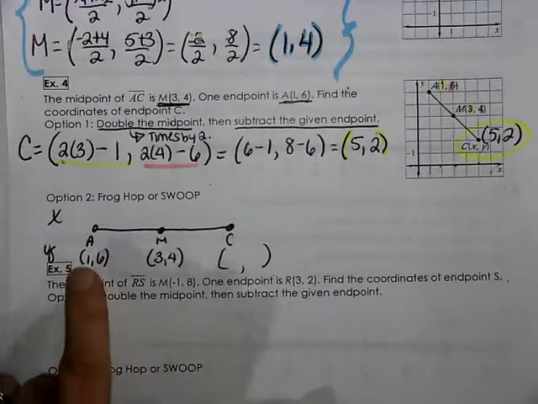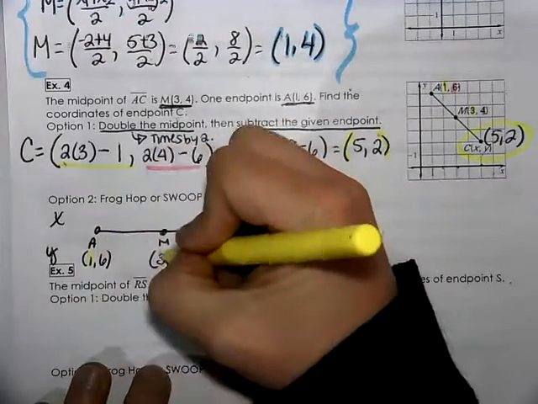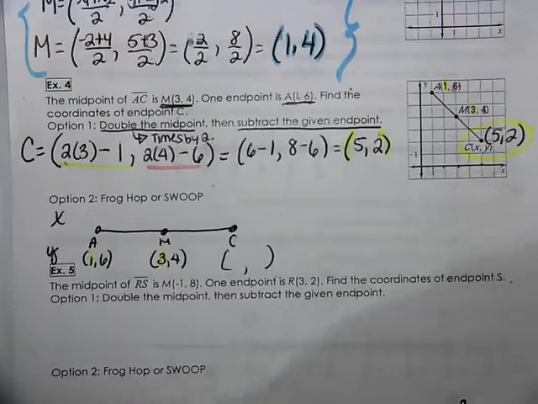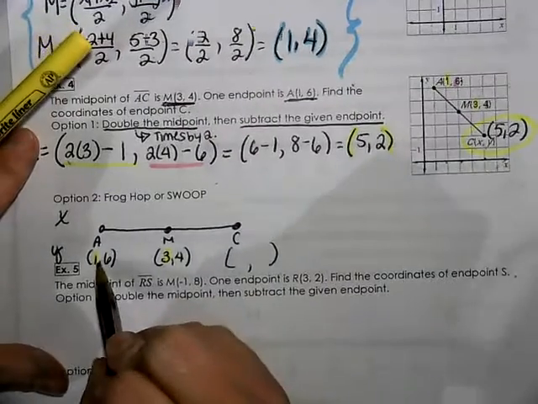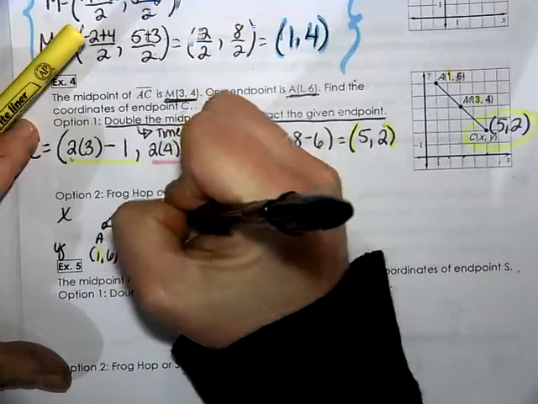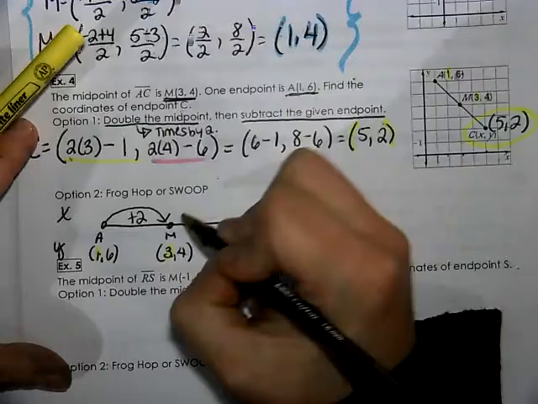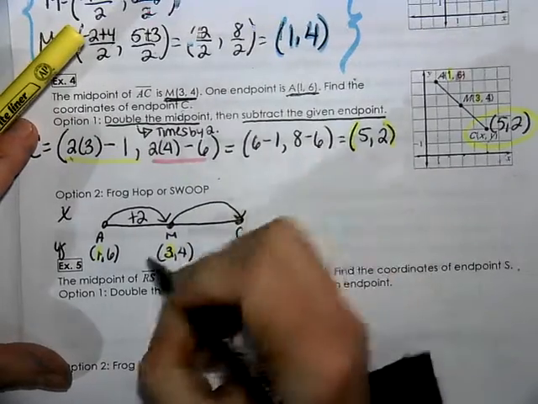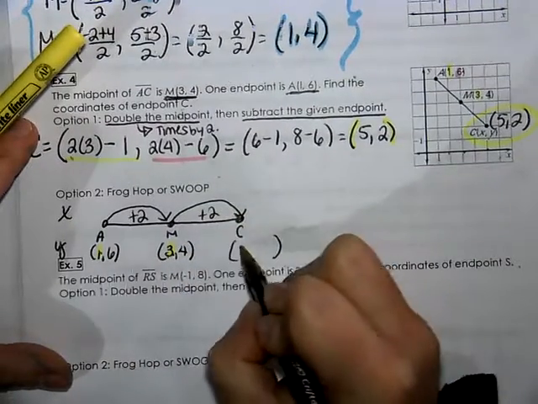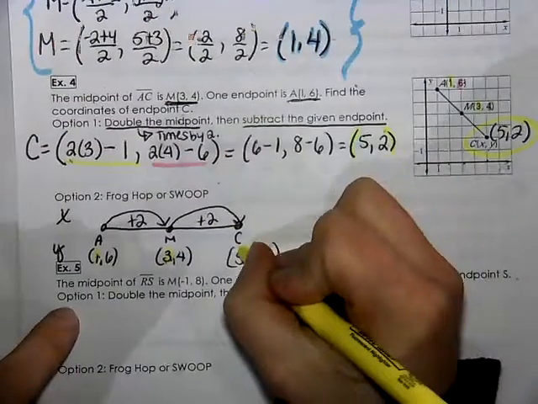And this is analysis. Looking at just the X coordinates, 1 and 3, what do I have to add to 1 to turn it into 3? Well, in order to go from 1 to 3, I add 2. So now I'm going to add 2 again. What is 3 plus 2? 5. And that goes into the X coordinate.